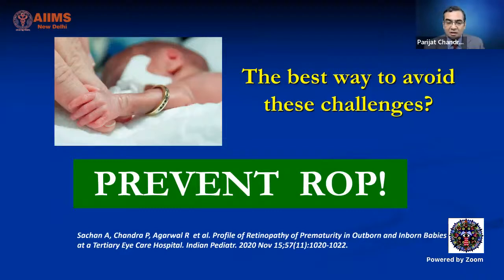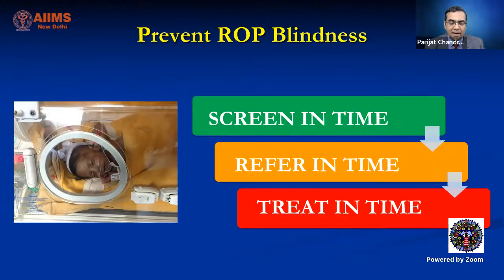So if you can improve the NICU care, as a lot of these societies are doing to improve the care of these babies, it is really going to go a long way. Even something as simple and small as a blender will really go a long way to stabilize these babies and prevent the occurrence of ROP. And just to conclude, we need to prevent ROP blindness.